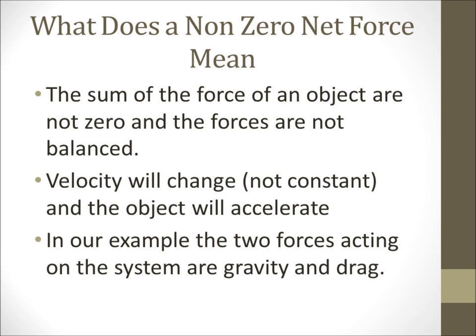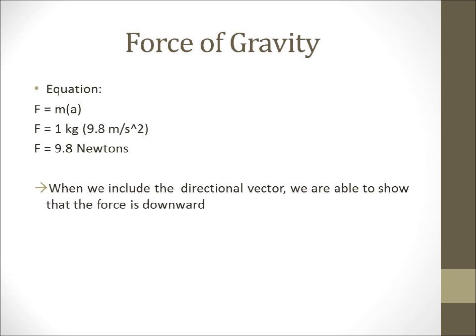A non-zero net force means that the sum of the forces on an object, the sum of the vector forces, is not zero and the forces are not balanced. This means that velocity will change, it will not be constant, and the object will accelerate. In our example, the two forces acting on the system are gravity and drag.